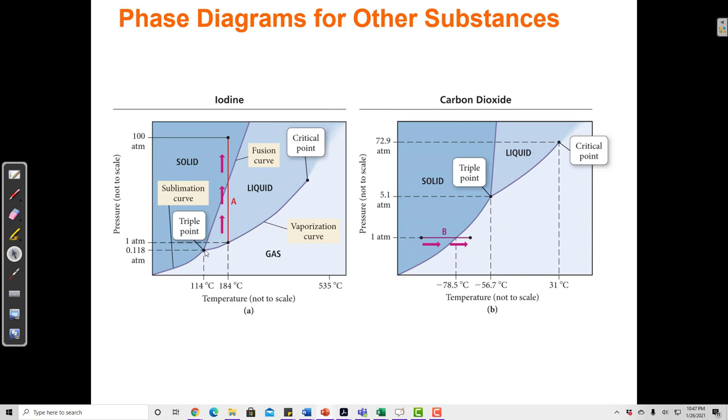Here is the triple point for iodine. Here's the critical point for iodine. Here's the vaporization curve. So you can see the shapes of these lines are different. Here's carbon dioxide. The shapes of the lines are slightly different for each different substance. But each different substance has a phase diagram that tells us when it's a solid, when it's a liquid, and when it's a gas as a function of its temperature and pressure.